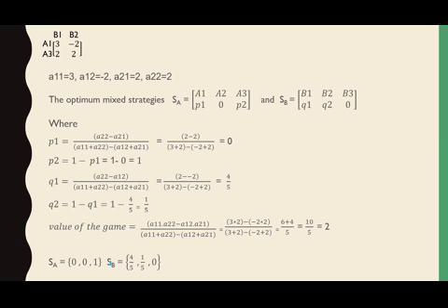Optimal strategies for B: B1 with probability 4 by 5, B2 with probability 1 by 5, and B3 we had already decided to be 0. Right? Isn't it very simple? The problem of dominance property is very simple.